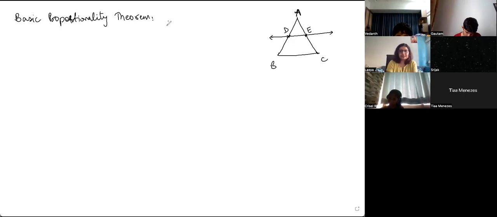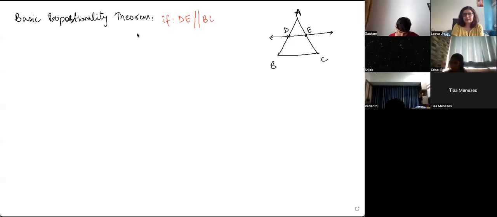That is absolutely right. So the understanding of it you've gotten. If you have to put it in words, how can you say it? The two sides are divided in the same ratio. Yes. So the two sides are divided in the same or in equal ratio or in the same proportion. So basically, if DE is parallel to BC, then you can say that AD upon DB, the ratio of the two parts, is equal to the ratio of the two parts of the other side. That'll be AE upon EC.